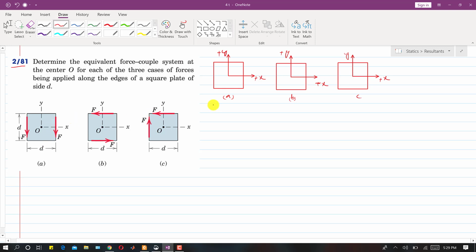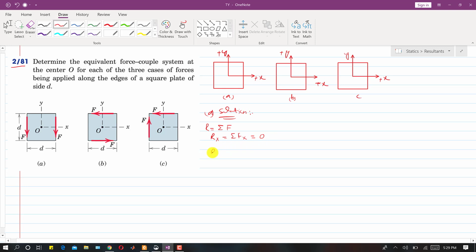So let me solve the A diagram. Solution for A. First we will find the resultant force. The resultant will be equal to the summation of all forces, and Rx will be equal to the summation of all forces along X. In part A, as we can see, both of these forces are vertical, so there is no force along X. So this means that Rx is 0.